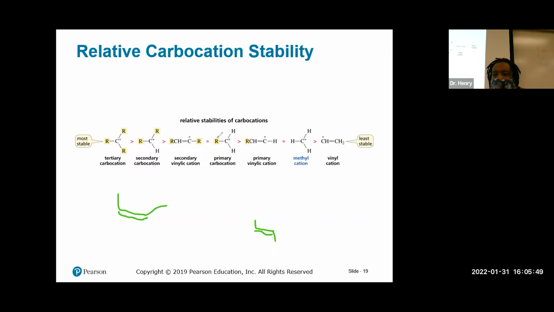And you want to kind of pay attention to the stability of this, because this stability is going to help us decide what our products are going to end up being, right? And then that's going to be less stable than the primary cation, which is going to be about comparable to the methyl cation. And then all of those are going to be more stable than the vinyl cation, which is going to be a lot less stable than the others. Okay.